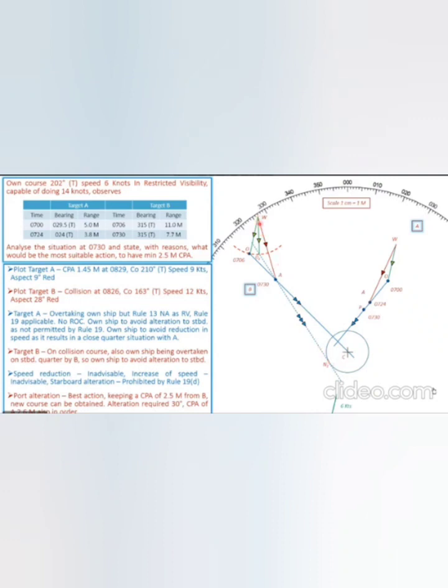Now we can align our parallel ruler to Whiskey Oscar 1. Observe that the alteration of course which is required is 30 degrees, 30 degrees to port. And the new course which we obtained is 172 degrees. So you see, initial course was 202 degrees. Now we have 172 degrees, the course to be steered, an alteration of course to port by 30 degrees. So if our own ship alters course to port by 30 degrees, we will have a minimum CPA of 2.5 miles with target Bravo.